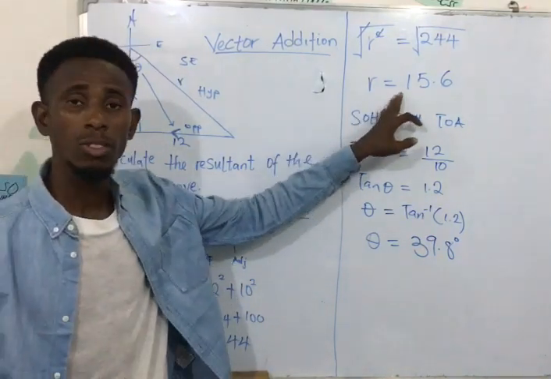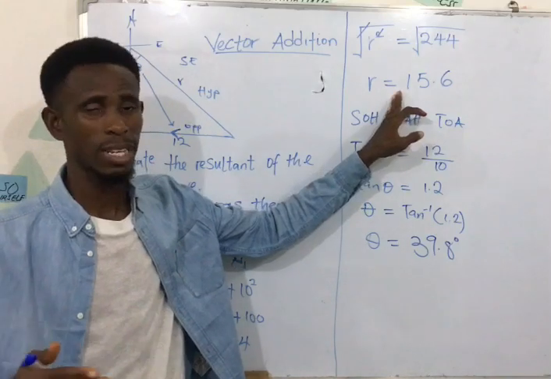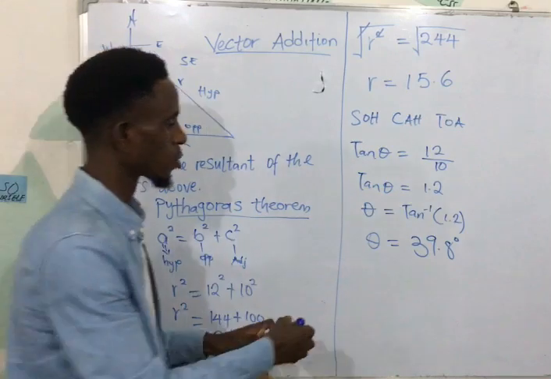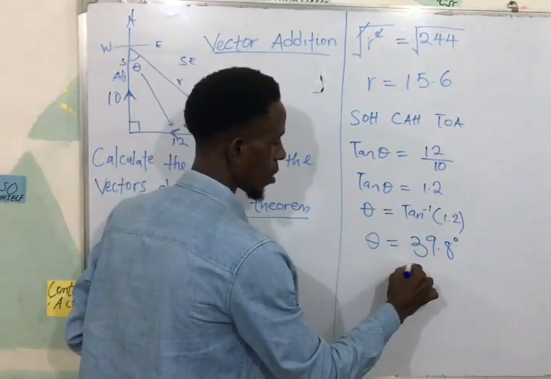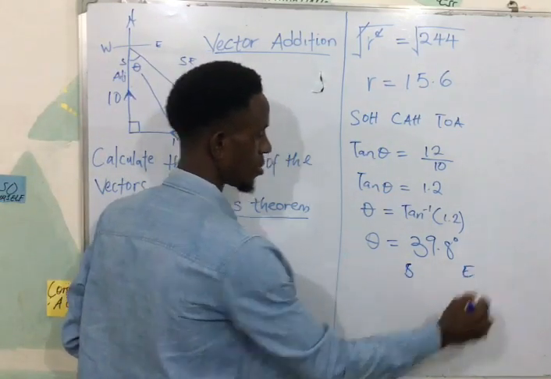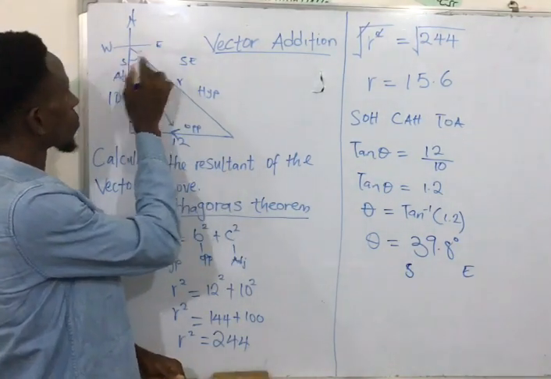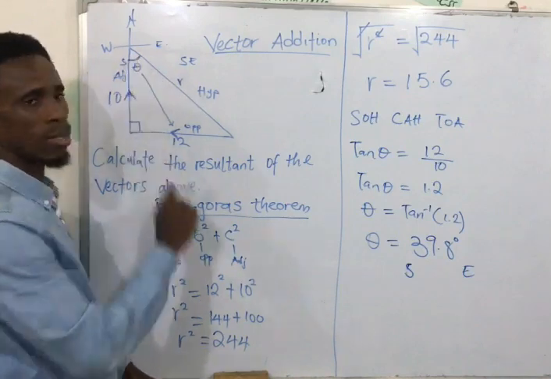So whenever you're solving for vector addition, you first of all need to look for the magnitude. Once you've got the magnitude, you don't stop there because it's a vector. It needs to have direction. So you look for the direction also. And this direction is southeast. The direction is southeast. To the south and then to the east, it moves in that direction.